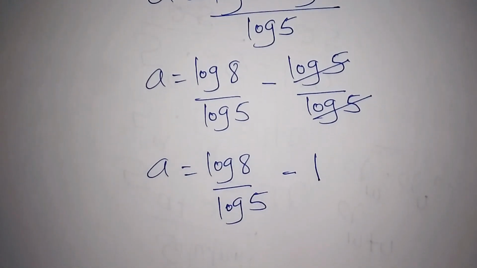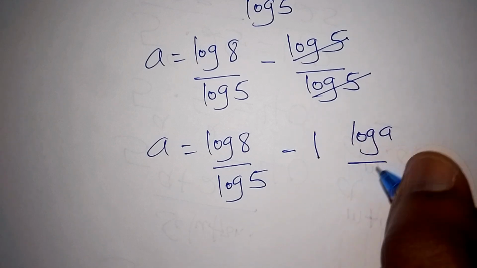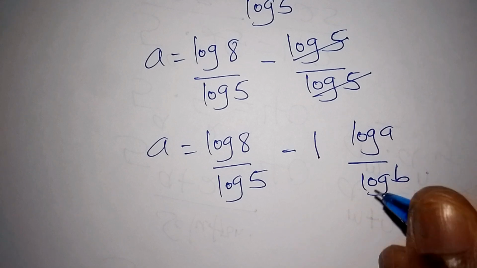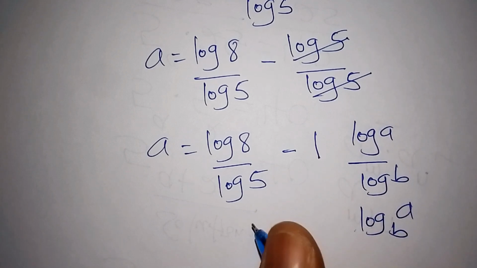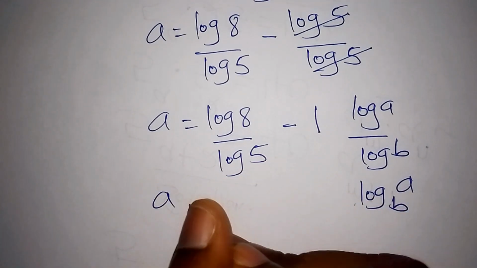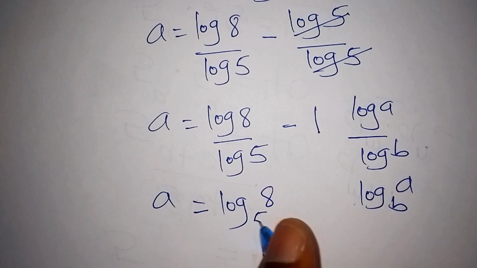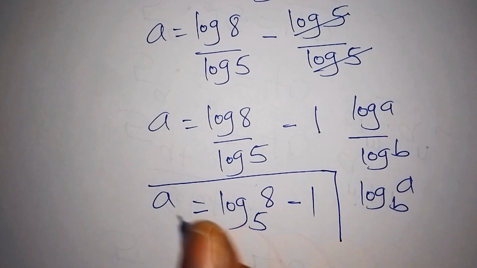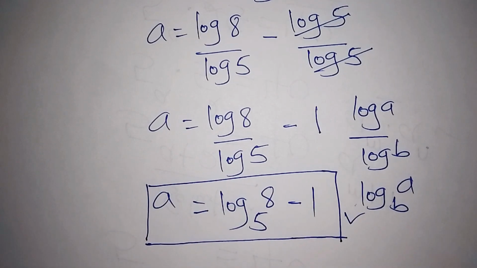Finally, we all know that when you have the log of a over the log of b, we can change this into a base, so we have the log of a to the base of 5. That brings us to the final answer: our value for a is equal to the log of 8 to the base of 5, minus 1. Now this qualifies to be the correct answer for that particular problem.